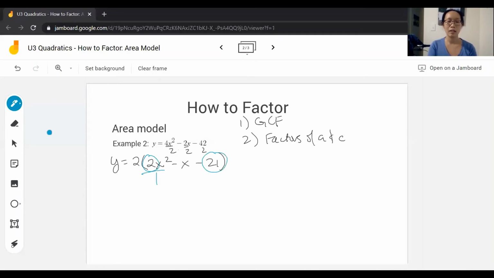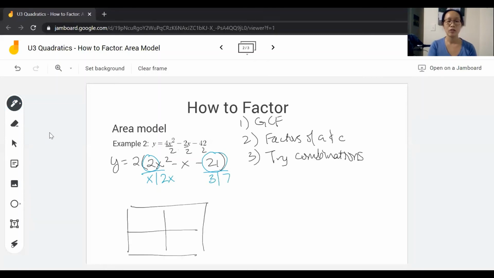So what did I multiply to get 2x squared? Well, this is x times 2x. And then what did I multiply to get negative 21? It's 3 and 7. Then I can try different combinations, knowing that I should end up with a 2x squared and a minus 21. I'm going to try putting the x here and the 2x here, the 3 here, and the 7 here. I know that because this is a negative 21, one of my constants is going to be negative, but I don't know which one yet, so I'm going to hold off on that for now. When I multiply x times 3, I have 3x, and then when I multiply 7 times 2x, I have 14x. I can't add or subtract 3x and 14x to get negative 1x, so this is not the right combination.